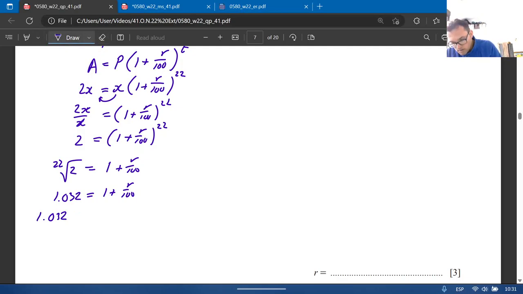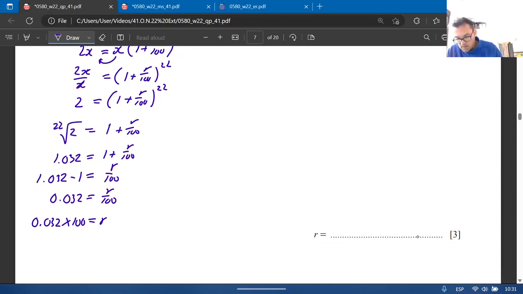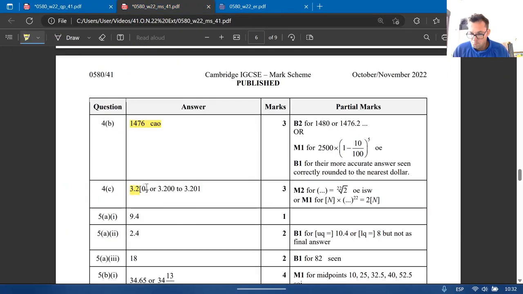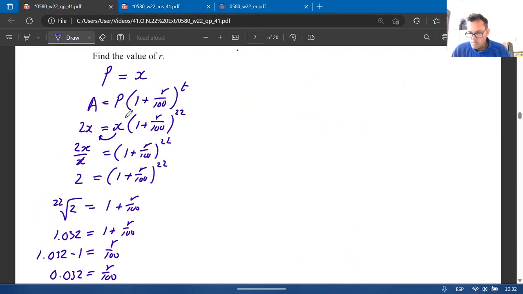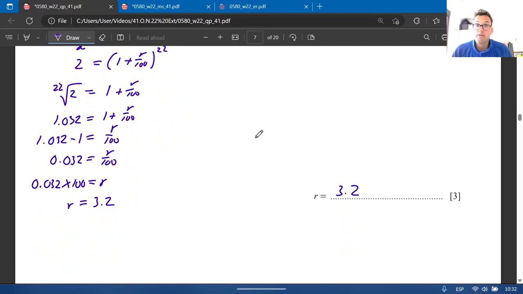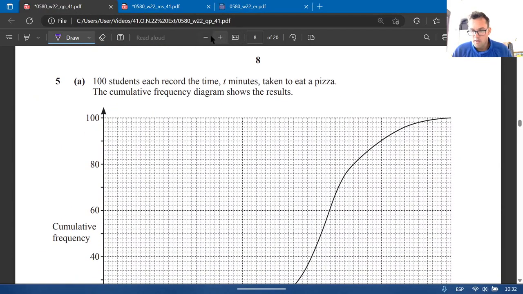Next thing, I would subtract the 1, and we're left with r over 100. So subtract 1 from that, that gives us 0.032. Last step, multiply by 100. And the answer being 3.2. Actually, a lot easier than we thought, eh? 3.20, doesn't matter, 3.2 is there. Yeah, 2 marks was root 22. Beautiful. All right, so just by putting these X's out there, got the answer. See how easy it is actually.